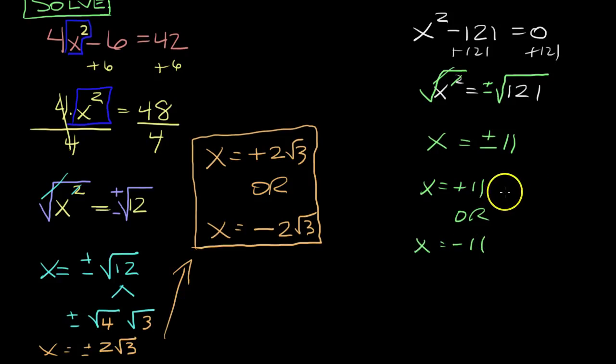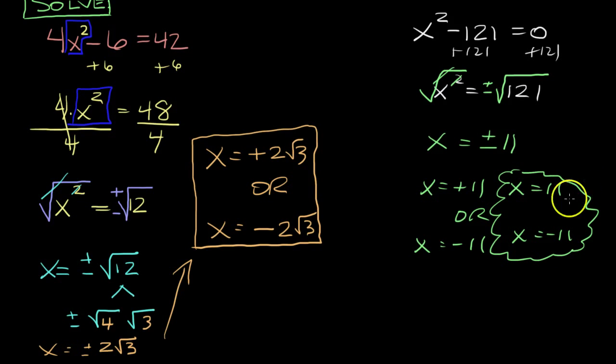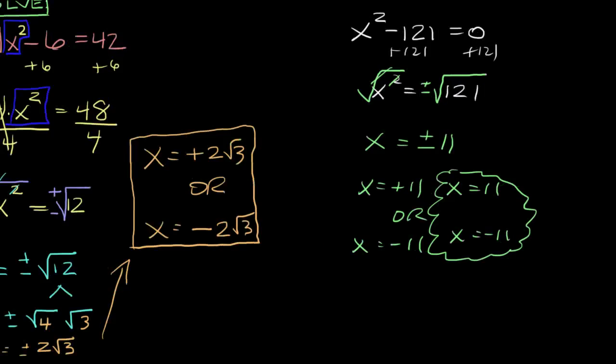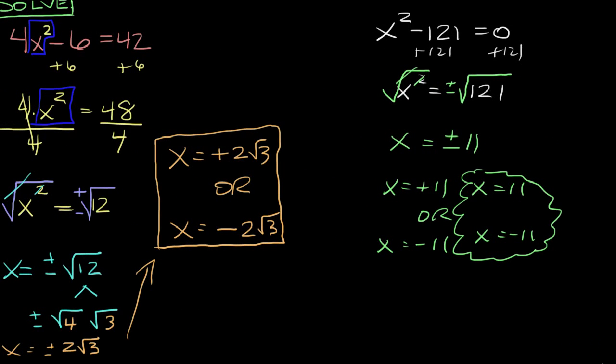Now, some people out there are going to say, why are you writing the positive 11? I don't need that. You could really just write x equals 11 or x equals negative 11. Of course, you need the negative. So there are your 2 answers to that one. Okay, let's do one more example. Whoops, I went too far. Let's go down. So we'll go down here and do one more example.